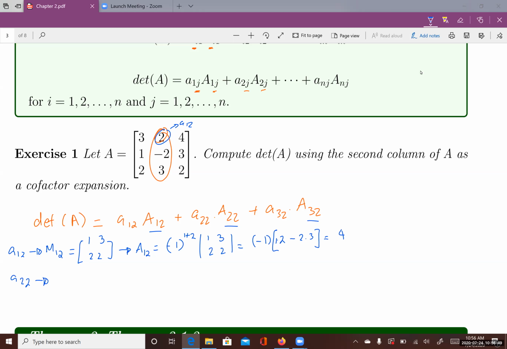A22, and you have M22. M22 right here, then the matrix big M22 is 3, 4, 2, 2. Okay, then big A22 is going to be -1 to the power 2 plus 2, multiplied by the determinant of this matrix, which will give you 1 and 3 times 2 minus 2 times 4, which is going to give you -2.